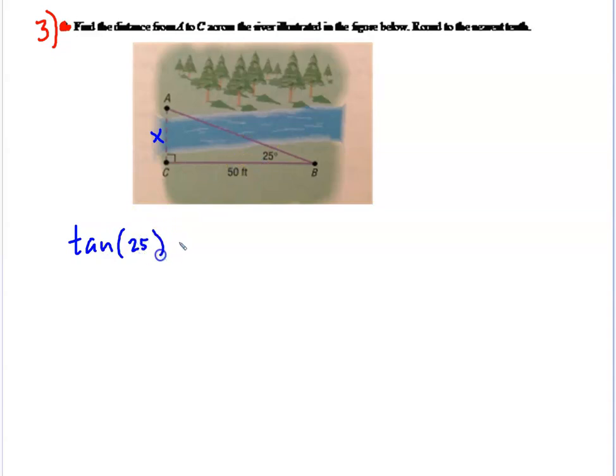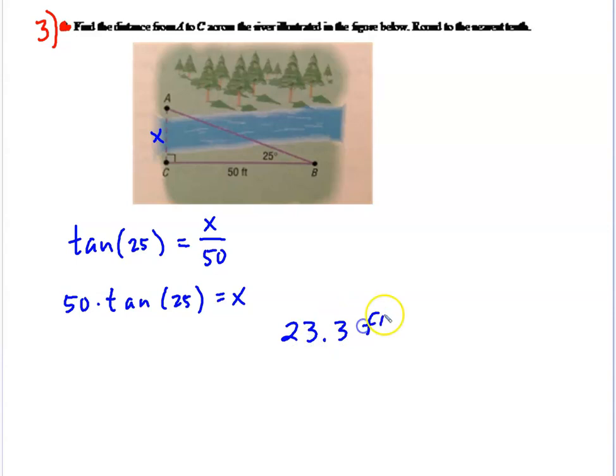Tangent for the 25-degree angle is the opposite side, which is what we're looking for, divided by the adjacent side, which is given. So once again, I'm going to multiply both sides of this by 50 in order to get my solution. So calculator time, 50 times tangent 25. And we're rounding to the nearest tenth. The decimal is 23.31. So that distance is 23.3 feet. All right, that's the answer for number 3.